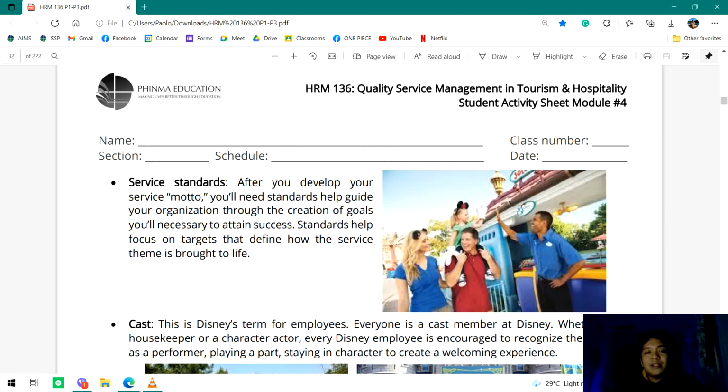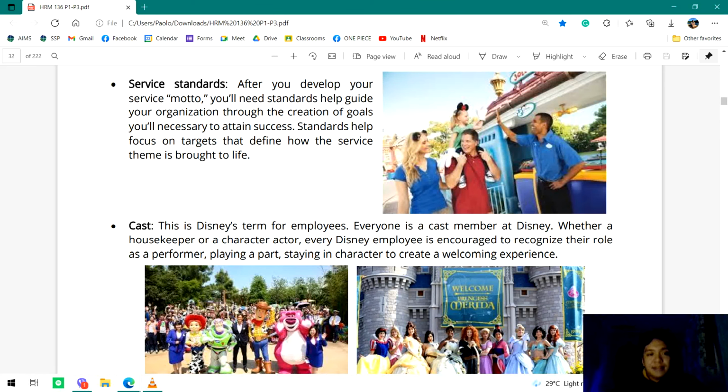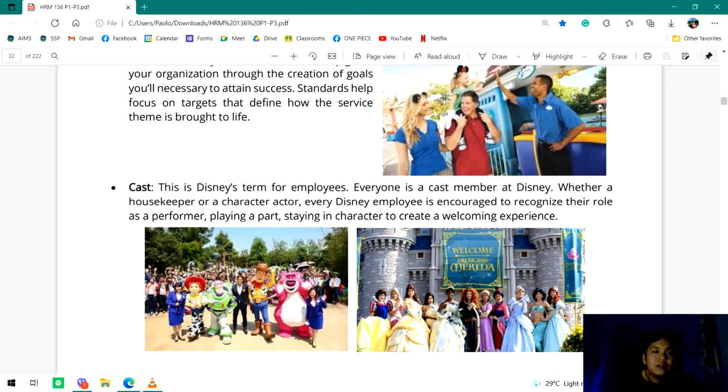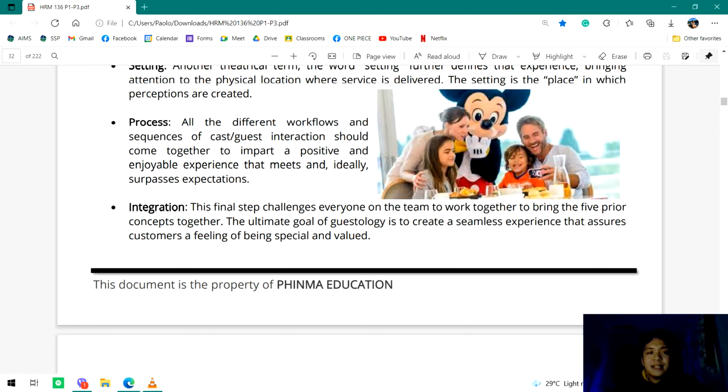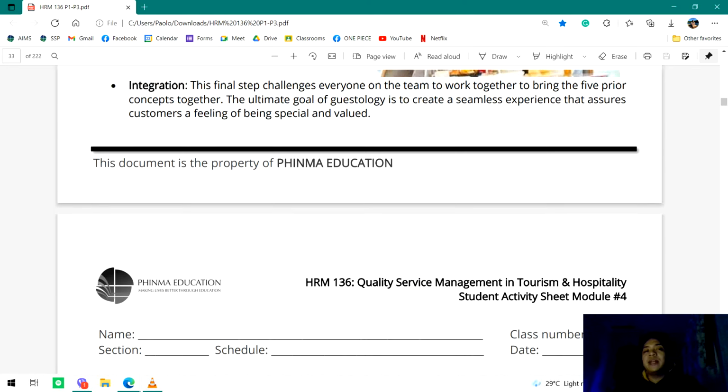Aside from that, they have their service standards, of course. Palagi naman yan, standard operating procedures. Ano yung mga kailangan gawin ng mga staff or cast in this particular example? Ano yung mga kailangan gawin ng staff or casts mo in order to deliver the service standards that you want to be delivered? Setting, process, integration, and everything.